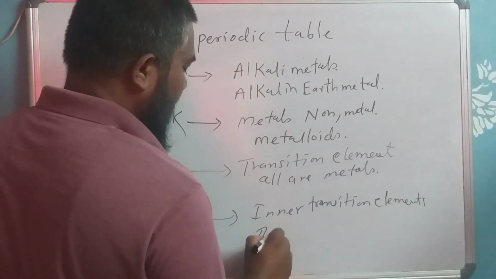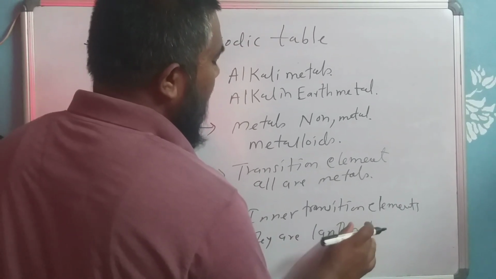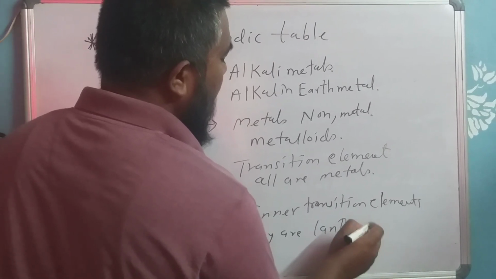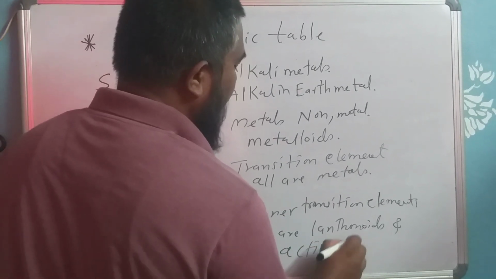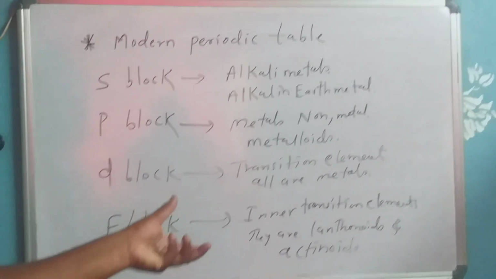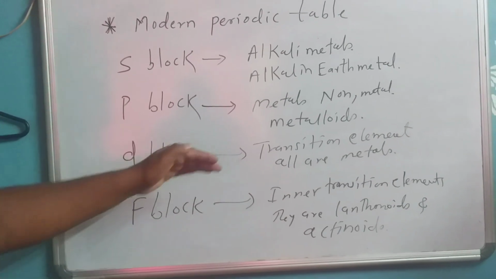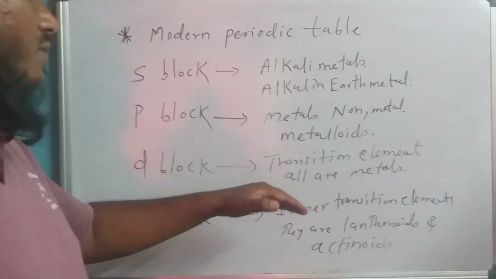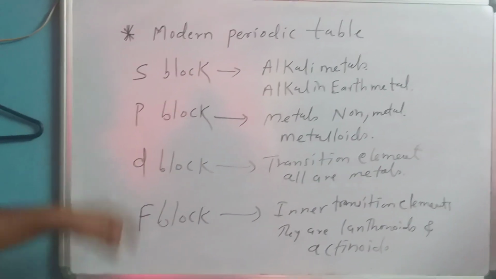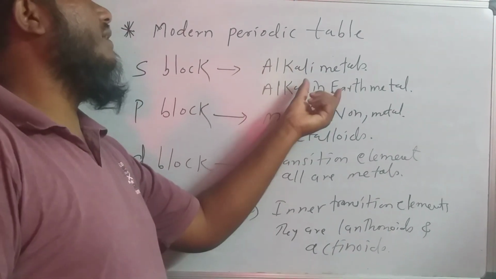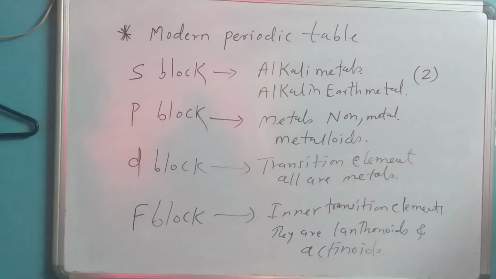They are lanthanides and actinides. They are very highly reactive elements. That's why in the modern periodic table this F block is made separately, beside or below the modern periodic table. Of these four blocks, S, P, D, F, the S block contains alkali metals and alkaline earth metals, and it contains two groups or two columns.